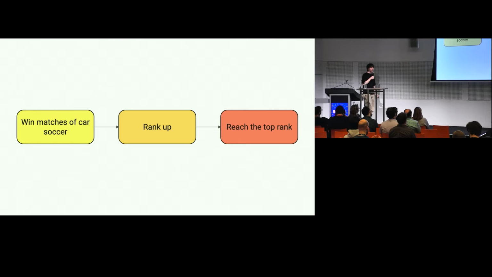So what do we do? We have ranks. My short and long-term goals stay exactly the same. It's about winning matches of car soccer and reaching the top rank, or whatever top means to you. For me, it's like I want to become, what's the one after Diamond? I can't remember. I want to become like Diamond 3.